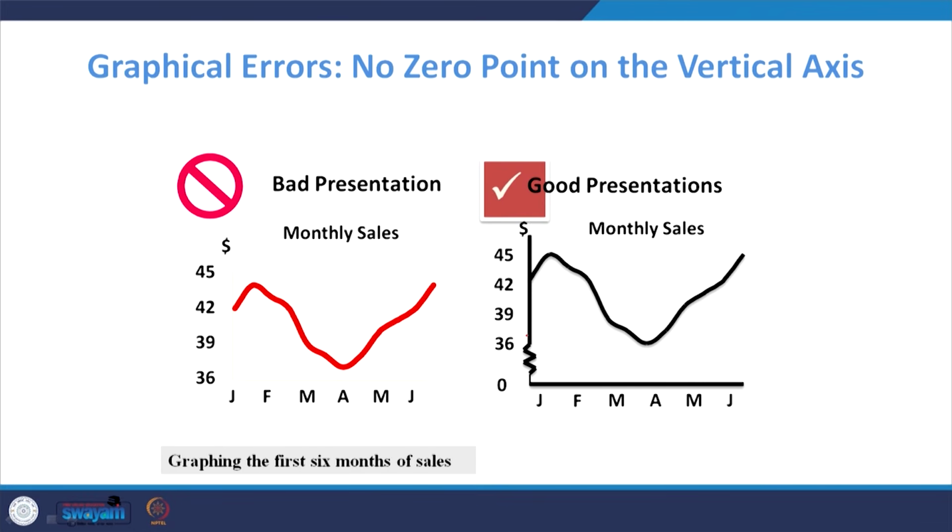The next one is the graphical error, no 0 point on the vertical axis. When you look at the left side figure, January, February, March, April, May, June, the month is given in the x axis, monthly sales is given in the y axis. But the problem on the left hand side is it did not start from 0. On the right side you see that a small break is given. So even though from 0 to 36 there is no data, you have to make a small break like this, so that we can come to know it starts from 0. So, the right hand side is the right way of drawing the graph. This is the basic requirement.